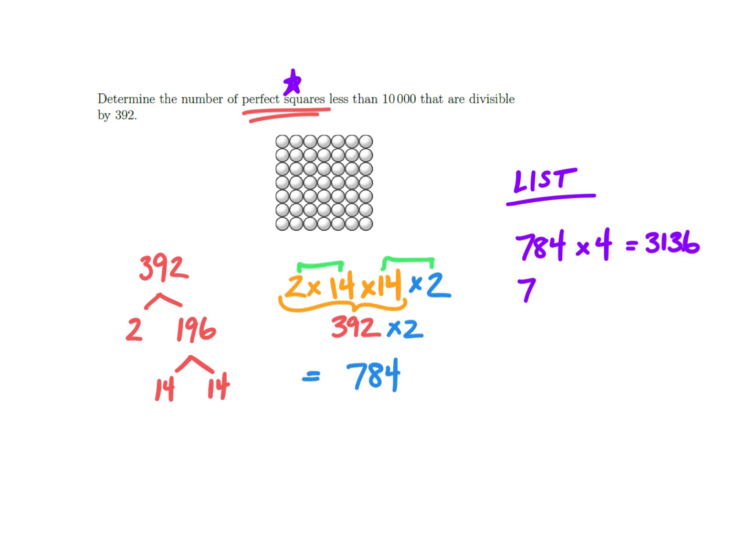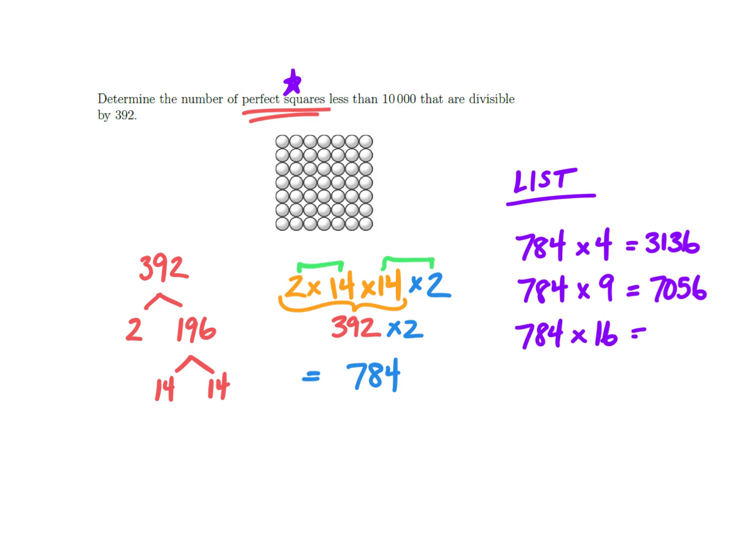Okay, well, keep building your list. Maybe I start with that 784, and then I'm going to multiply by another perfect square, 9. There's my 3 times 3, putting in two of the same factor. That would get me 7,056, another number less than 10,000. And I could continue on building up.